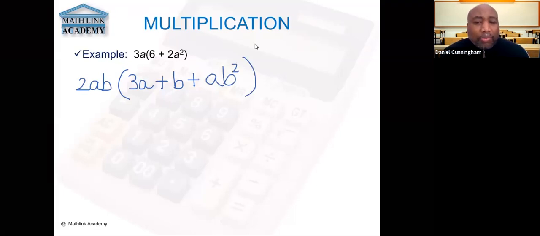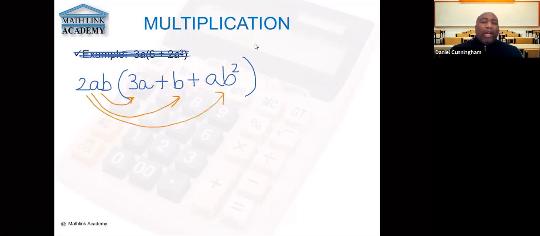So what I want to do is multiply, and I'm just going to cross this out so you don't get confused with this example here. I'm going to multiply 2ab times an expression that has 3 terms. So that means this 2ab must be multiplied 3 times: here, here, and here. And we call that the distributive property.